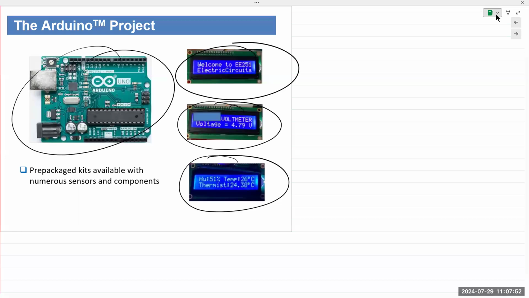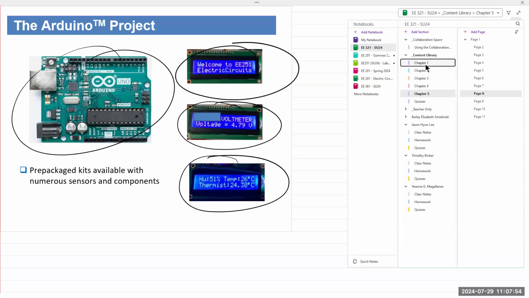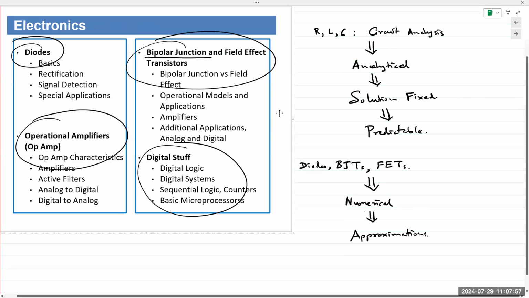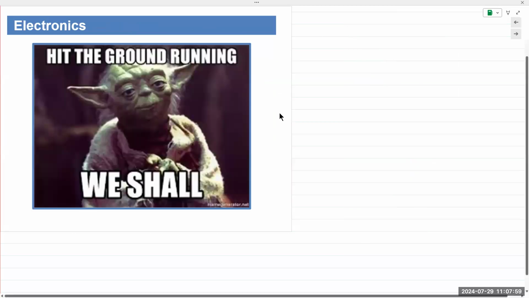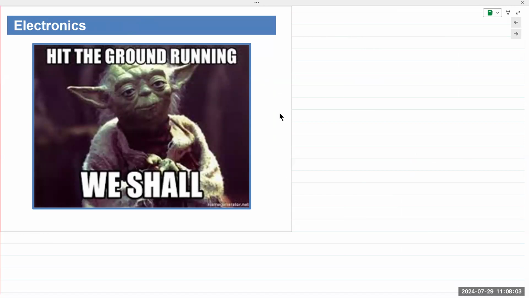So let's go back to chapter 1. Okay, Star Wars fans here. I'm not that big a Star Wars fan, but I like this meme. Hit the ground running we shall.